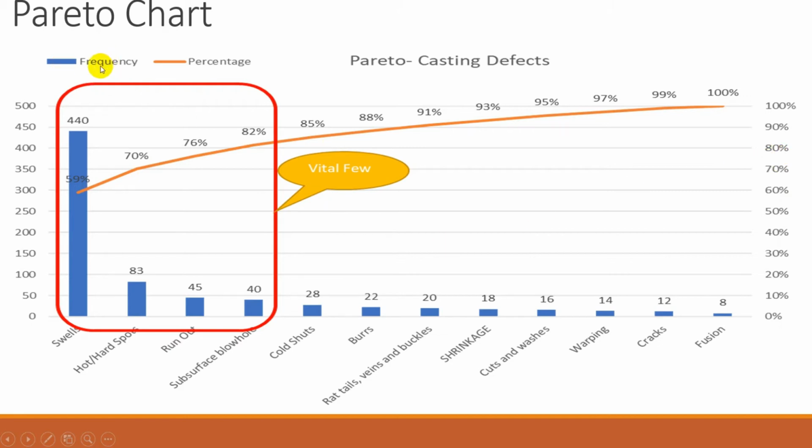So here are the legends. You can see the blue bar showing the frequency, and this line is showing the cumulative percentage. And here this box is showing the vital few items, which are causing almost 82% of the defects.